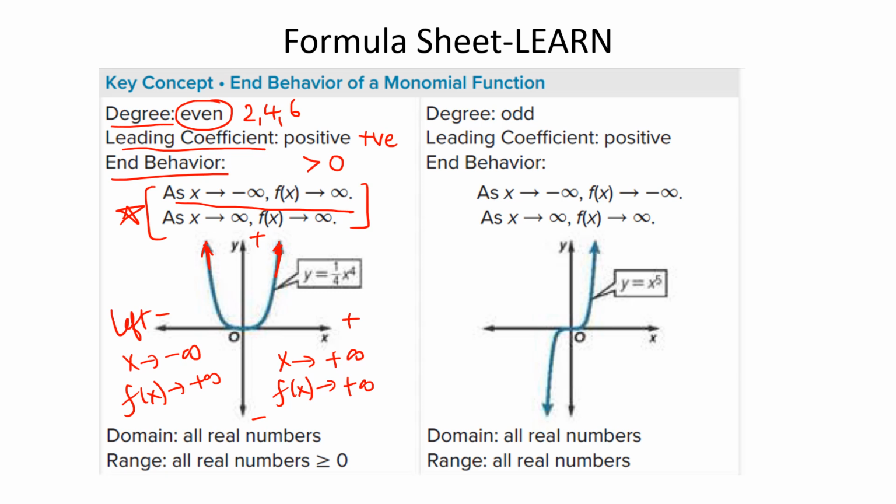It goes up. Now, if the degree in the question is odd, like it is 1 or 3 or 5 or 7 like that, and the leading coefficient is positive, greater than 0, then the end behavior is given by this.